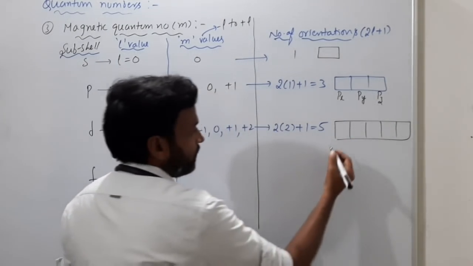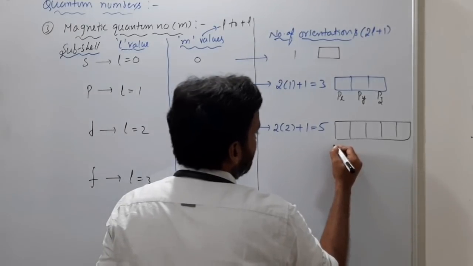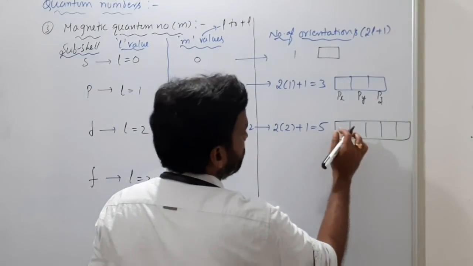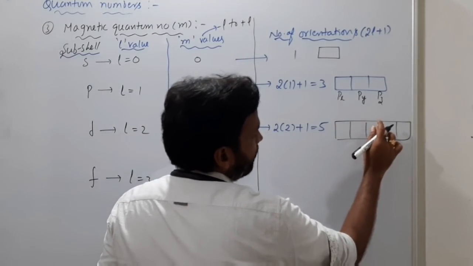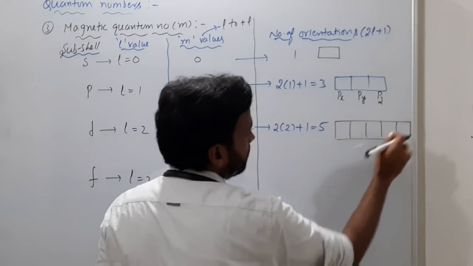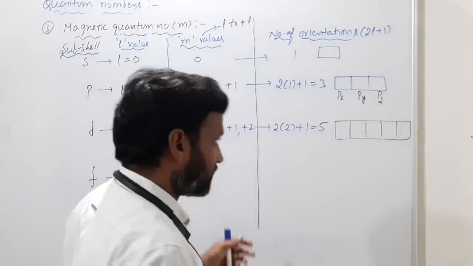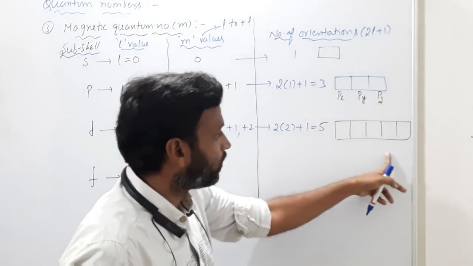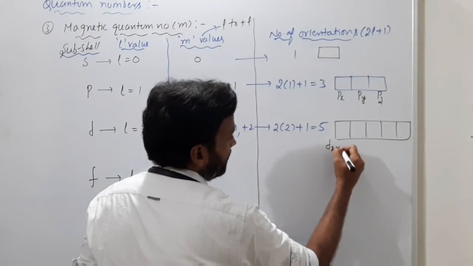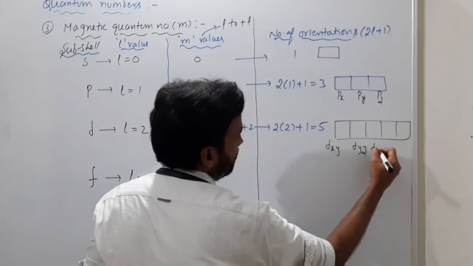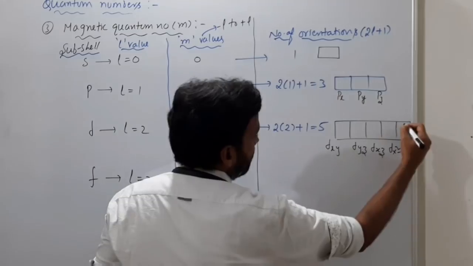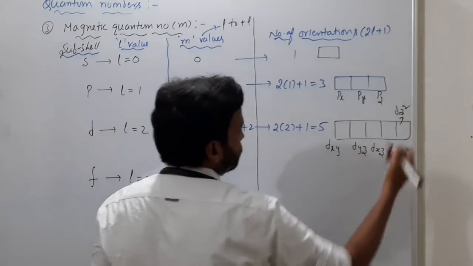For the d subshell the m values are minus 2, minus 1, 0, plus 1, plus 2. Just as we represent Px, Py, Pz, these 5 we also represent with different degenerate orbitals: dxy, dyz, dxz, dx square minus y square, and dz square.